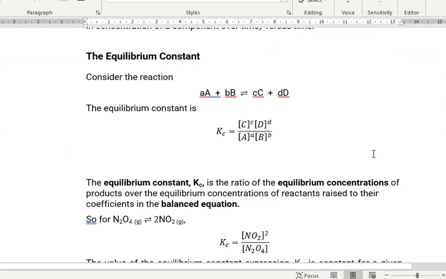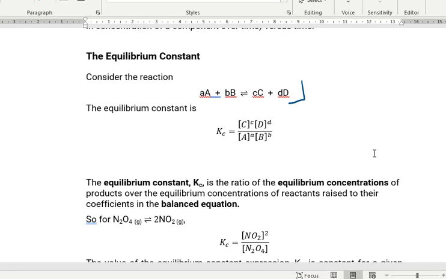Now, if a system can attain equilibrium, of course it has an equilibrium constant. So let us consider this reaction, A plus B to form C and D. So the small letter a, small letter b, small letter c, and small letter d are the stoichiometric coefficients. So A and B here are the reactants, and C and D are the products.